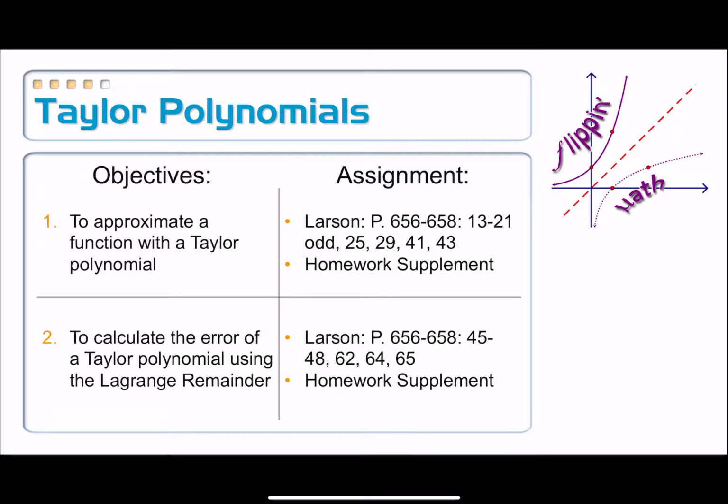All right. Second objective: if we make some sort of approximation using one of these polynomials, we kind of want to know how far off we are. What's the error? And so that's what the second objective is about, calculating the error of a Taylor polynomial using what's called the Lagrange remainder. Both of these things are absolutely on the AP exam. If you take a look at your assignment, for the first objective, you're not using your Stewart textbook. Instead, you're going to use some pages from the Larson plus a homework supplement, to refine some of the things that were in the book, and then give you some AP practice.